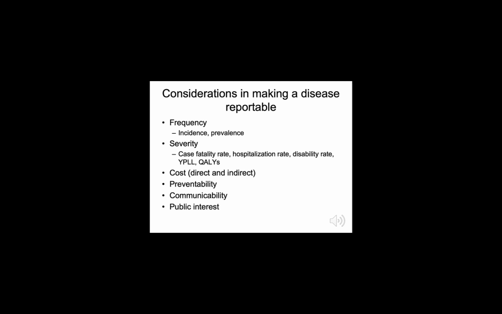But generically, there are a set of considerations in making a disease reportable, and they include the frequency of disease, the incidence and prevalence, the severity of a disease, what is the case fatality rate, how often is hospitalization required, does this disease result in a lot of disability and quality-adjusted life years lost. Then there's the cost. Is the disease in question something that has high direct and indirect costs? How preventable is the disease? Is it communicable to other people? And is it a disease of public interest? This is sort of the range of considerations.